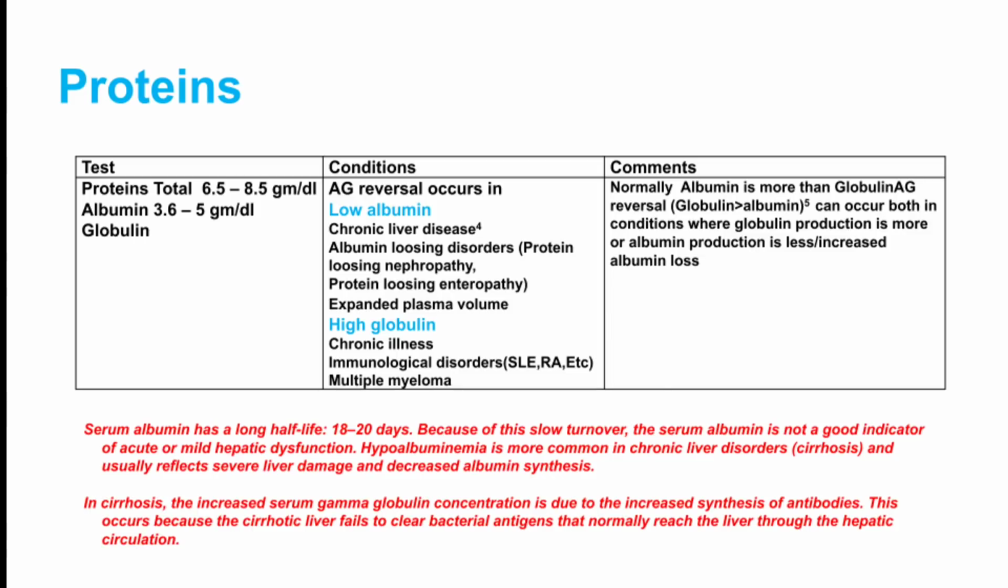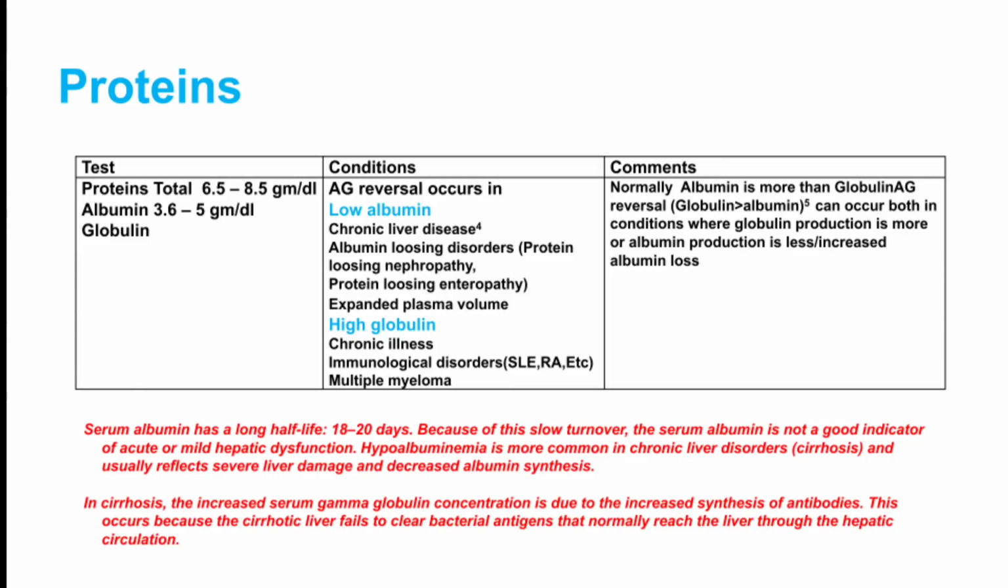AG reversal can occur in conditions where there is low albumin or high globulin. Low albumin is mainly in chronic liver disease. You should know that albumin is formed in the liver. Whenever there is a liver injury, chronic liver injury, albumin can be reduced. So, chronic liver disease, albumin losing disorders like protein losing nephropathy, protein losing enteropathy, expanded plasma volume. High globulin levels are seen in chronic illness, immunological disorders like SLE, RA, etc., multiple myeloma.